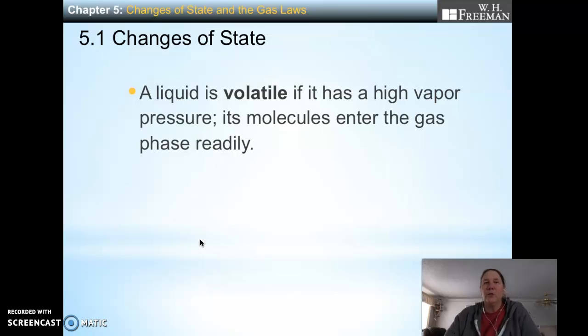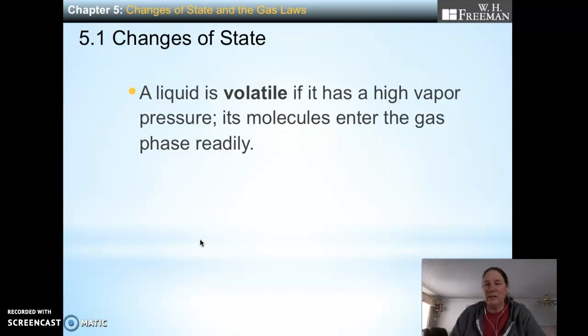Okay. So when you're talking about liquids, if they have a high vapor pressure, that means that they will release their particles easily. They become a gas really easily. It's called volatile. It's really easy to tell if it has a smell. Gasoline is one of the most volatile substances. Gasoline will change from a liquid. When you're pumping it, you can smell it, right? It changes to a gas easily.